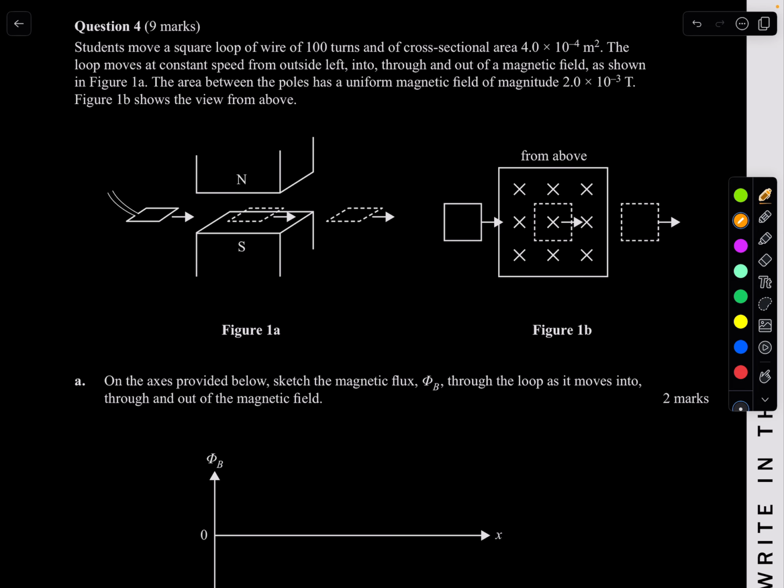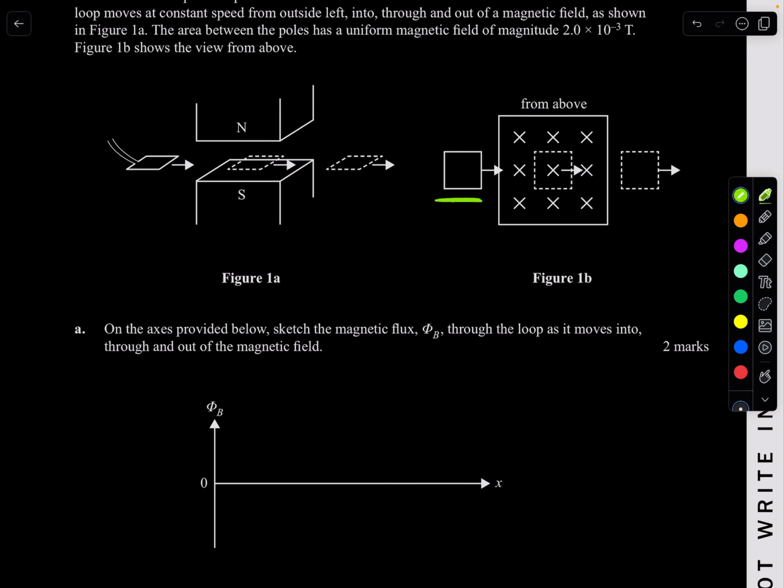Question 4. Let's have a look at question 4. Students move a circular loop of wire of 100 turns with a given cross-sectional area. The loop moves at a constant speed from the left, moving to the left and into and through the magnetic field as shown. The area between the poles has a uniform magnetic field of a given magnitude, and figure 1 shows the view from above. On the axis provided below, sketch the magnetic flux through the loop as it moves into, through, and out of the field. Easy, one of the nicest, easiest questions I repeat every year.